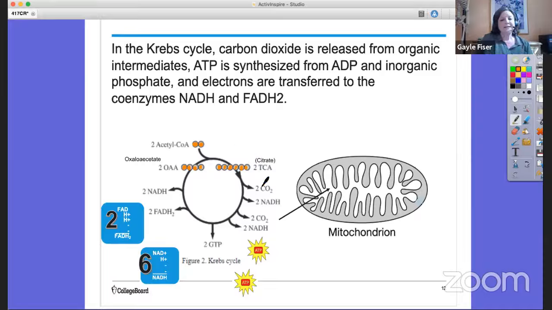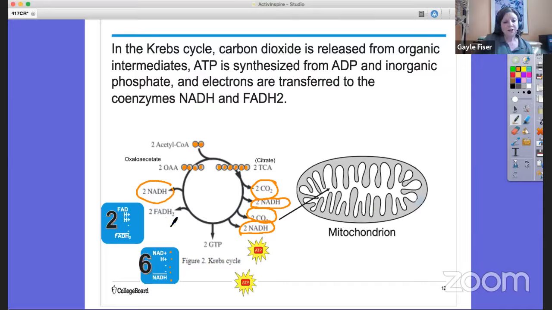So in this cycle, we're going to produce 2 here and 2 here, so 4 molecules of carbon dioxide. And then we're also going to put electrons on NAD+. There's 2 NADH, 2 more, and 2 more. So there's our 6, and those electrons are ready to go to the electron transport chain.